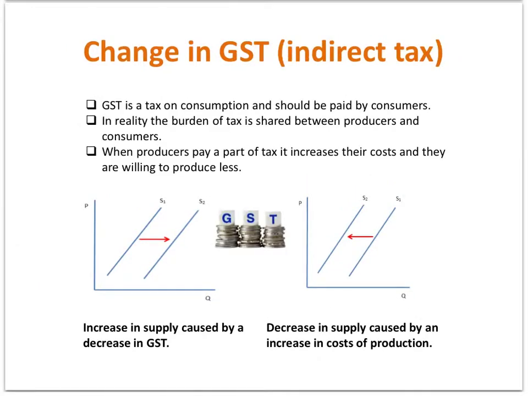The next non-price condition of supply is indirect tax, so any change in GST will affect the supply curve. GST is a tax on consumption and should be paid by consumers, but in reality, the burden of tax is shared between producers and consumers. When producers pay a part of GST, that increases their costs and they will be willing to produce less. When the rate of GST decreases, their costs decrease too, and they will be willing to produce more at the same price.